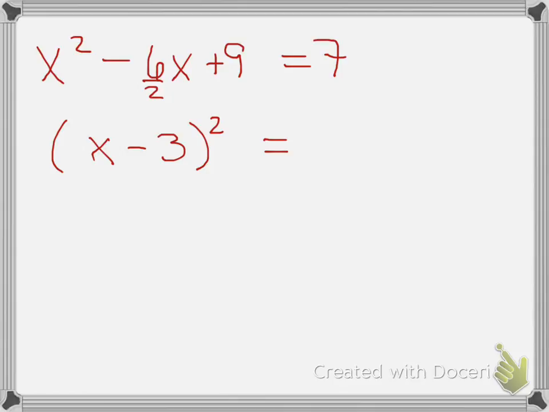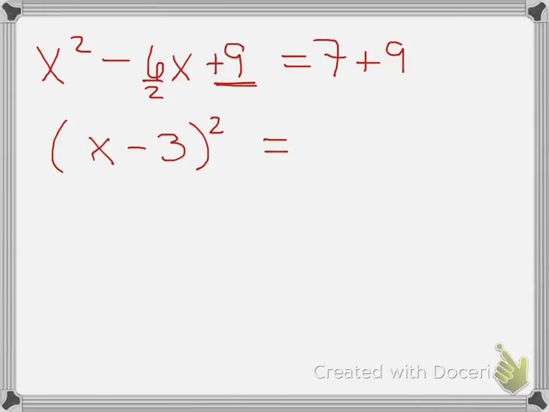But hey, we're adding 9 on one side. What about the other side? I need to add the 9 to the other side. Again, remember, algebra is all about being fair, guys. If you're doing something on one side, you've got to do it on the other side. So if you're adding 9 on one side, you're going to add 9 on the other side, because you've got to add 9 to both.